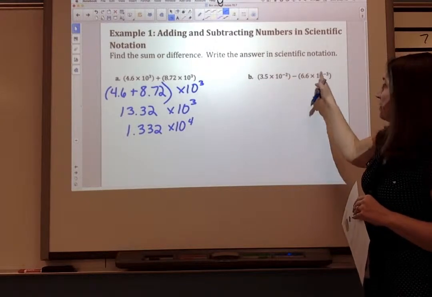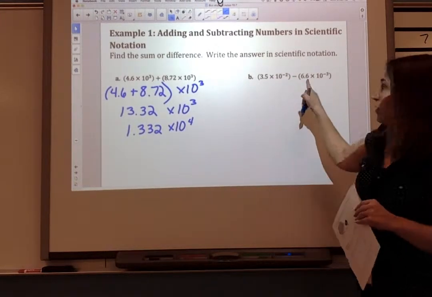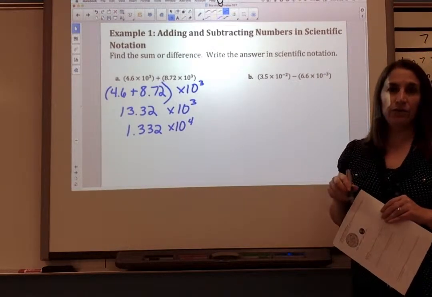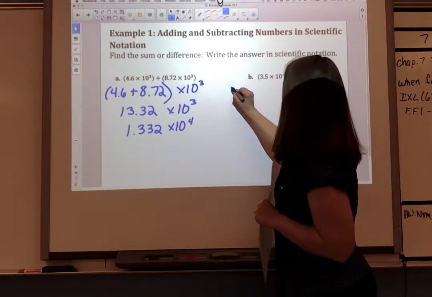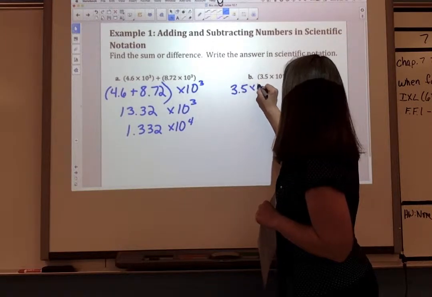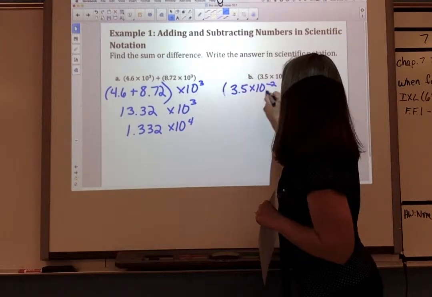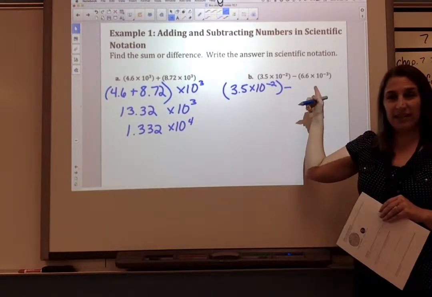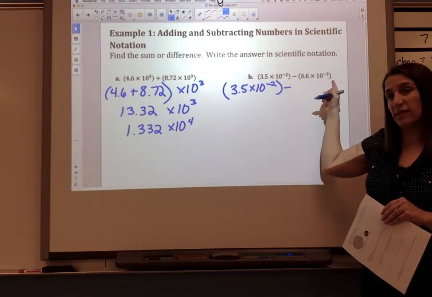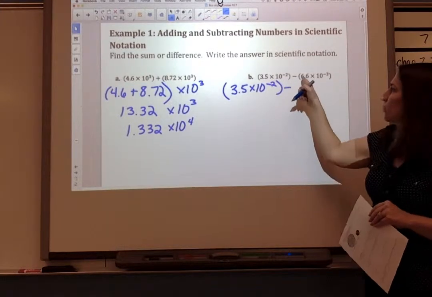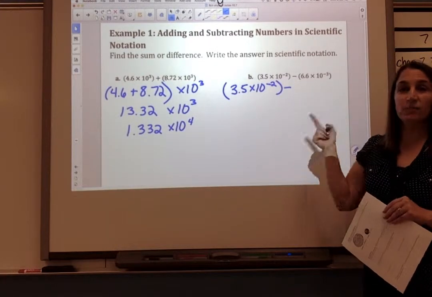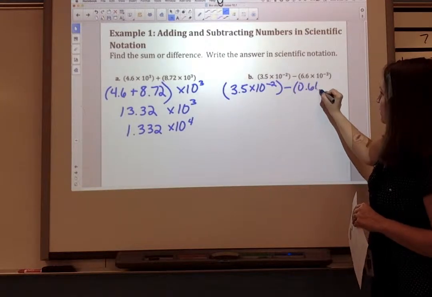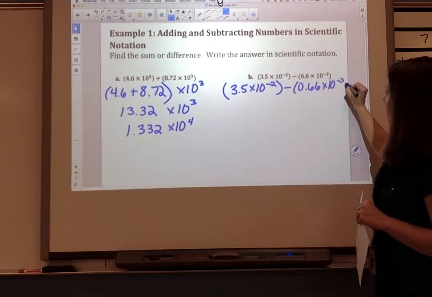But right now, we need to think about rewriting, and we'll rewrite this second number in the power of negative 2. So I'm going to rewrite this as 3.5 times 10 to the negative 2, and we're going to subtract. I want to change this to 10 to the negative 2. So I want this to be larger by a power of 10, which means that this factor will need to get smaller by a power of 10. Divide by 10. So that's 0.66 times 10 to the negative 2.